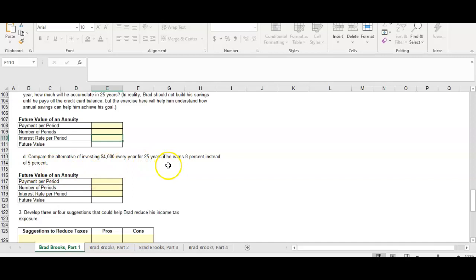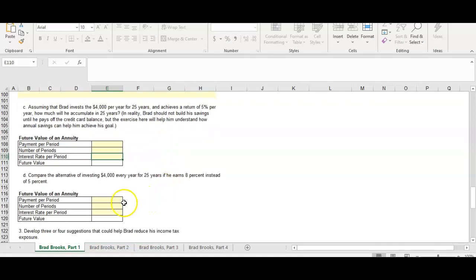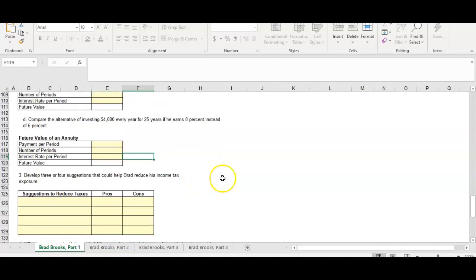The alternatives: this one was earning 5%. This is what if you're earning 8%. So you put in, again, the payment per period, the number of periods, and the rate per period. And once again, Excel will automatically calculate the future value for you.